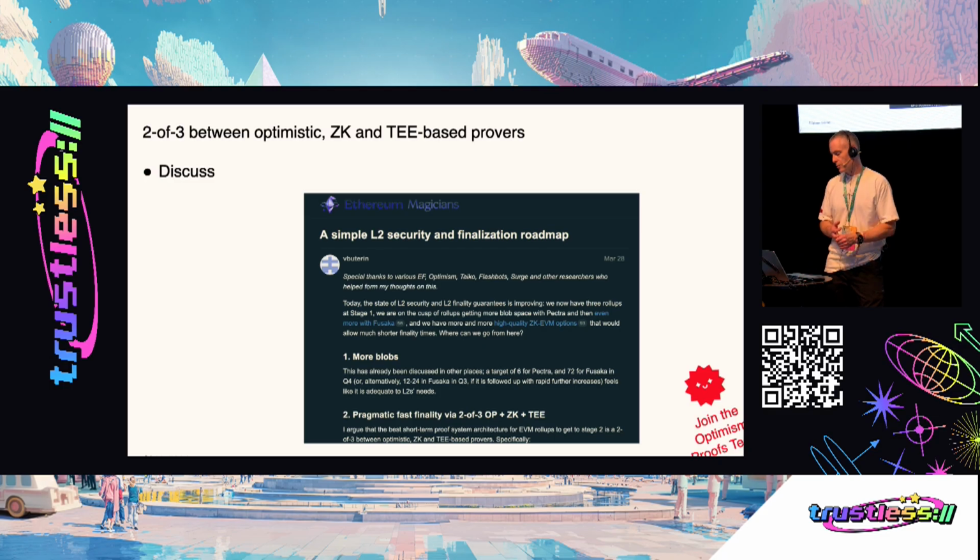Why specifically those 3? Does optimistic belong in there? Is 2 of 2 okay? Does anyone have any thoughts or questions on that? Yes.